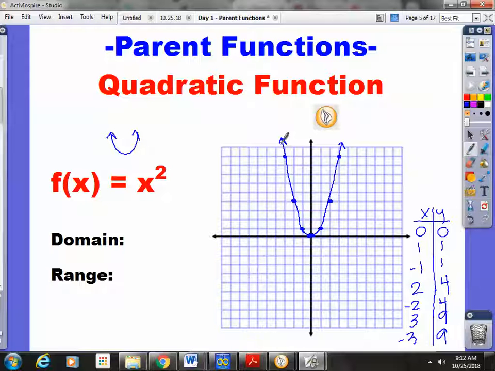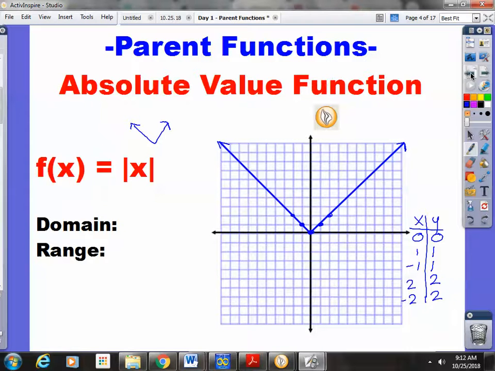Okay. So, domain. What is the domain of this function? All real numbers. And the range? Y is greater than or equal to 0. And I think I skipped that on absolute value, didn't I? Unintentionally, let's go back here.